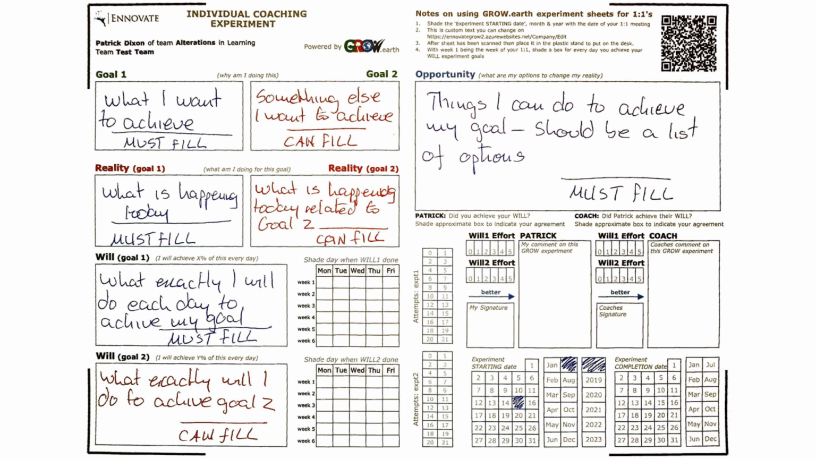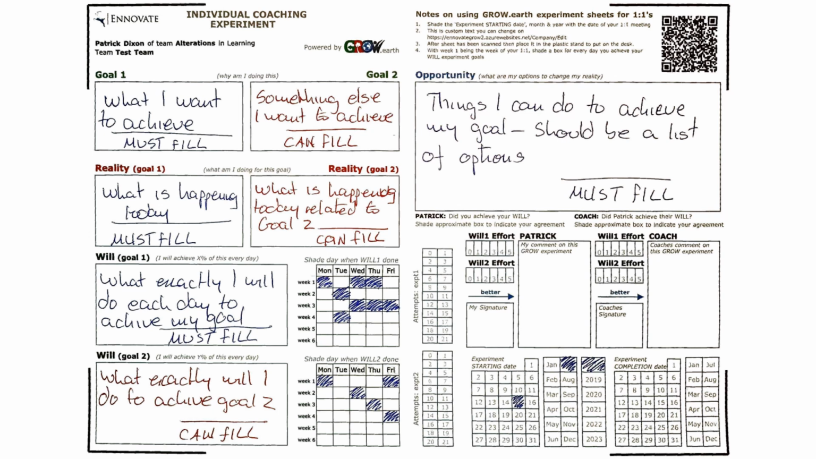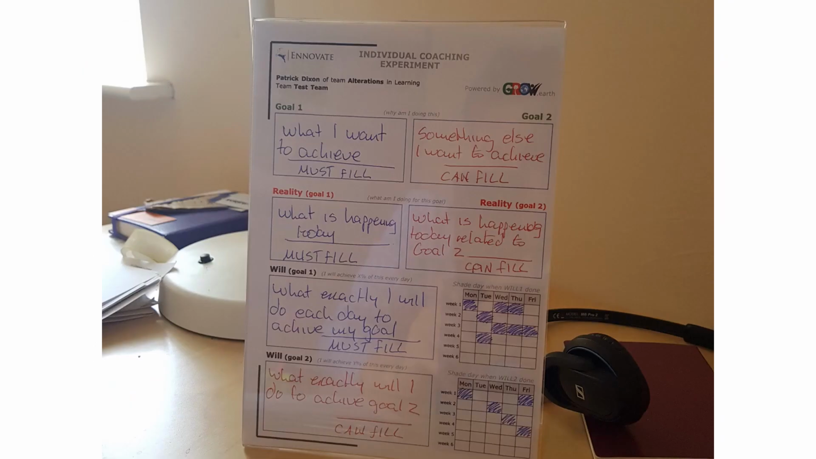So having done this, the coach can now take this away, scan this sheet, that will then be processed into the system, and they will then pass the sheet back to Patrick for him to fill in what he needs to fill in day by day. So what does that look like? So here it is on Patrick's desk. And what you can see is as he completes his day's work, he will go across to the area where it's necessary to shade in what he has done in the day and shade in whether or not he has executed that will for that particular day.